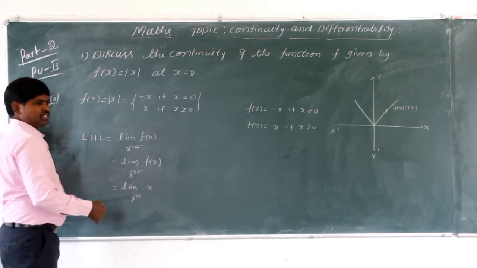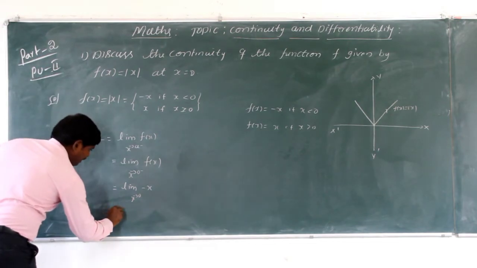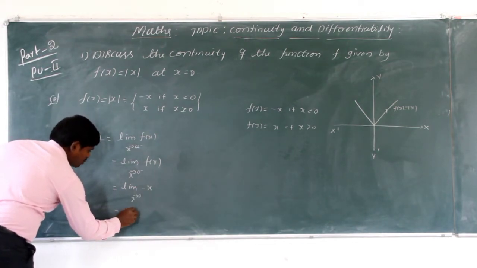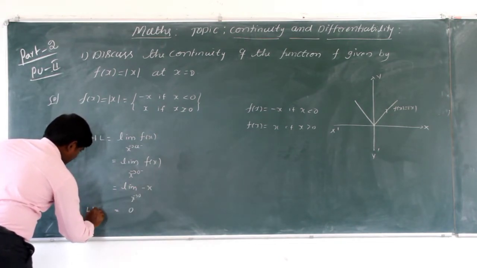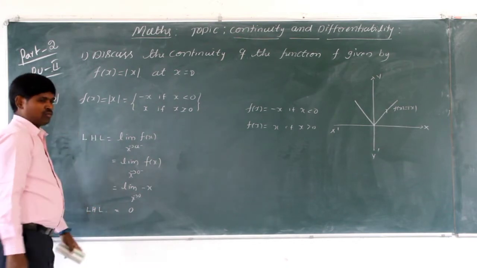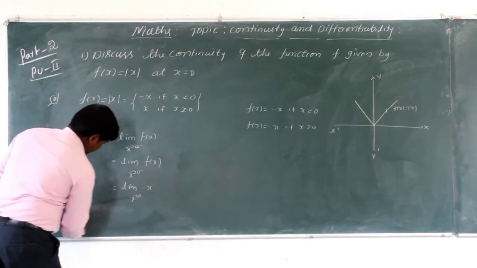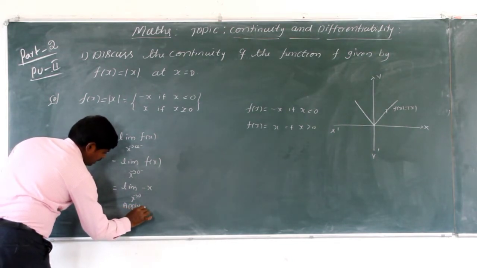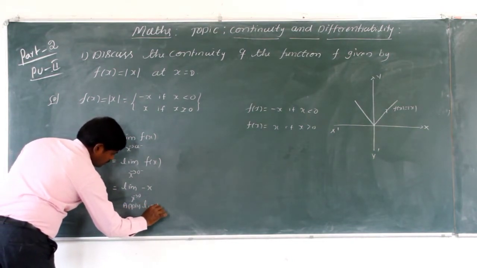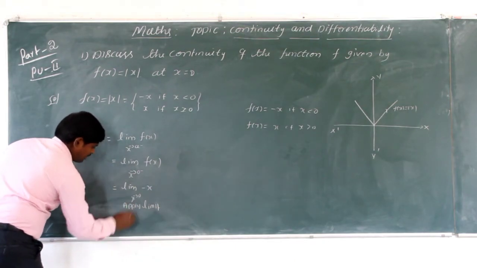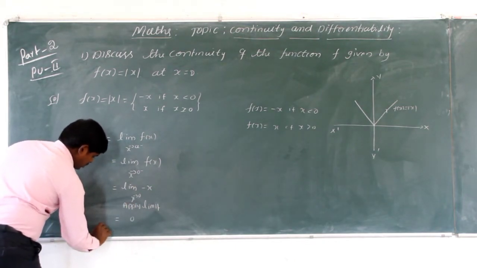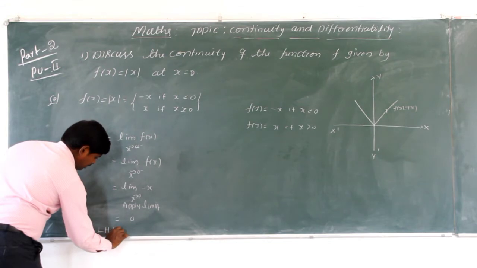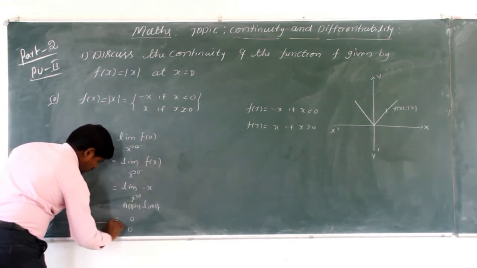So apply the limit, we get 0. So the left hand limit is 0. Apply the limit, write one line. Apply the limit, so that is 0. Therefore the left hand limit is 0.